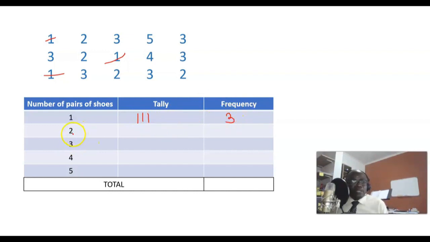So how many said they have two pairs of shoes? One, two, three, four. Okay. So we'll write the tally marks here. Four said they have two pairs of shoe. Yeah, so we'll write the number four here.